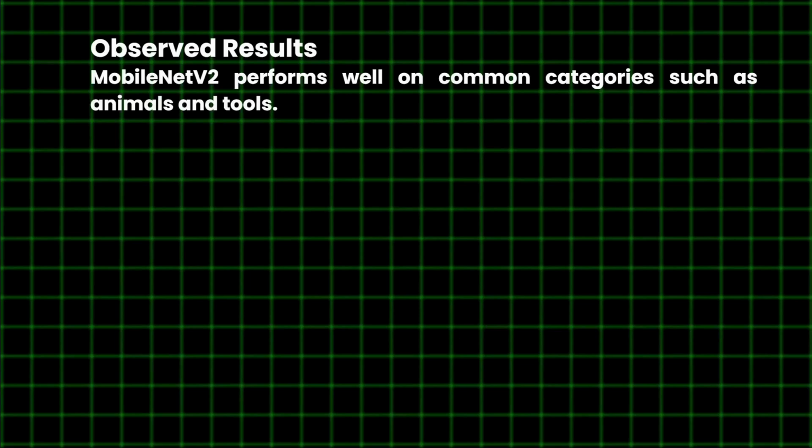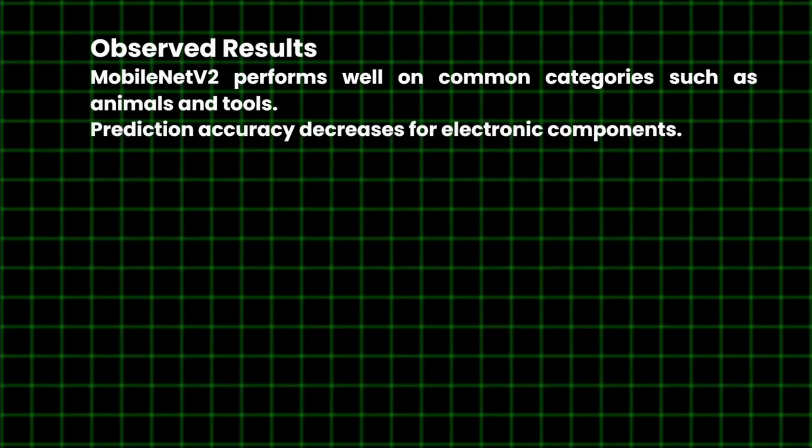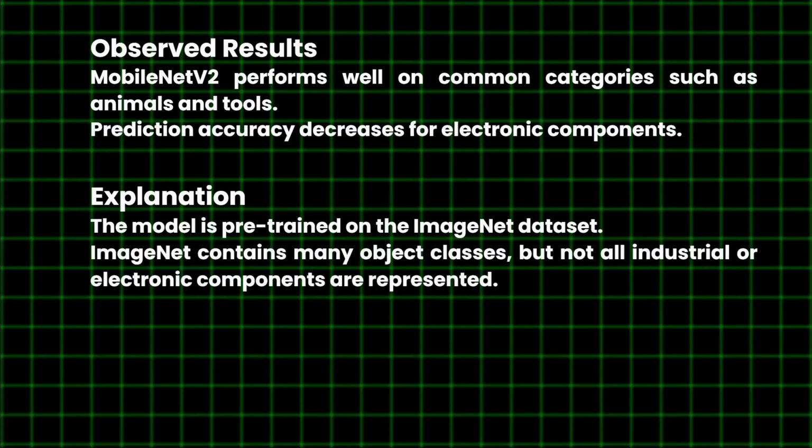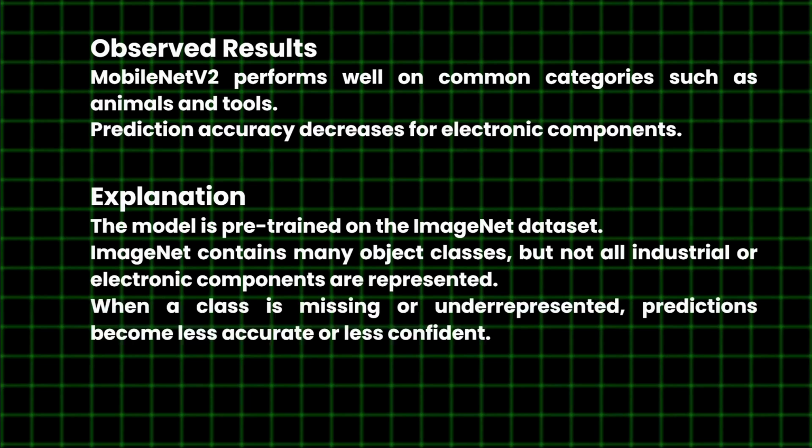So the observed results: MobileNetV2 performs well on common categories such as animals and tools. Prediction accuracy decreases for electronic components. Explanation: the model is pre-trained on the ImageNet dataset. ImageNet contains many object classes, but not all industrial or electronic components are represented. When a class is missing or underrepresented, predictions become less accurate or less confident. So this is why we get this result.